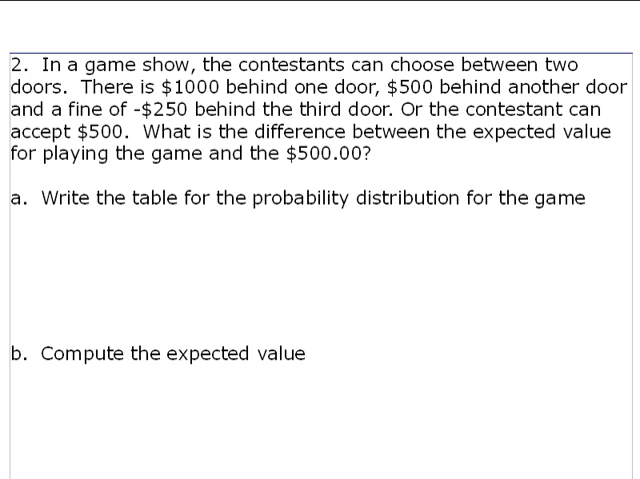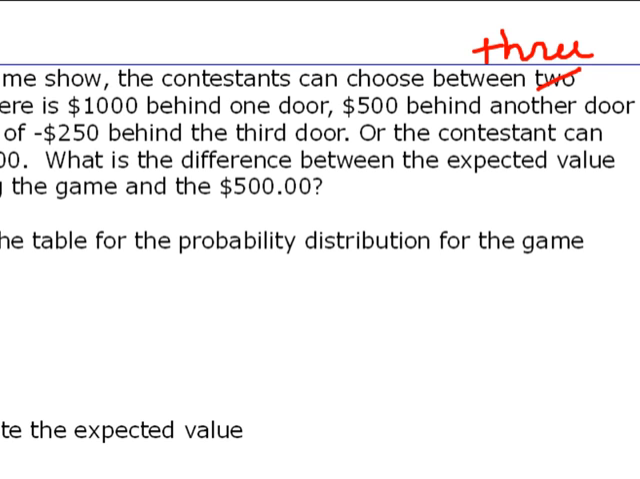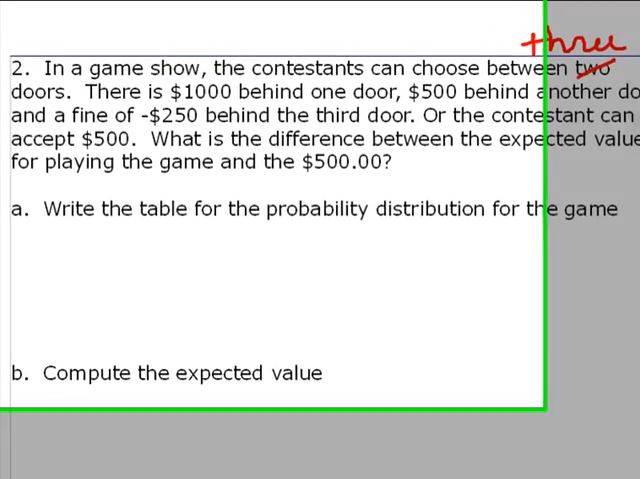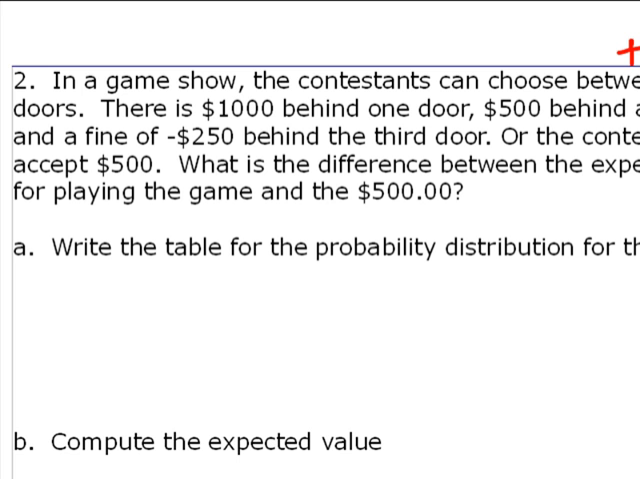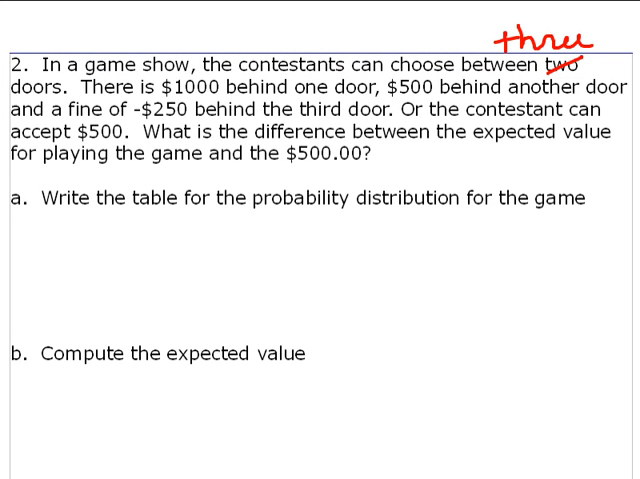This is a game show problem. You'll have a similar one in the test, and there's also going to be one like this on the exam. All right, so the game show, you can choose between 3 doors. There's $1,000 behind one of the doors, 500 behind another door, and if you pick the wrong door, you get a fine of $250. Or you can just get $500 and not even play at all. So the question is, which is the better deal? Should you play the game or not?